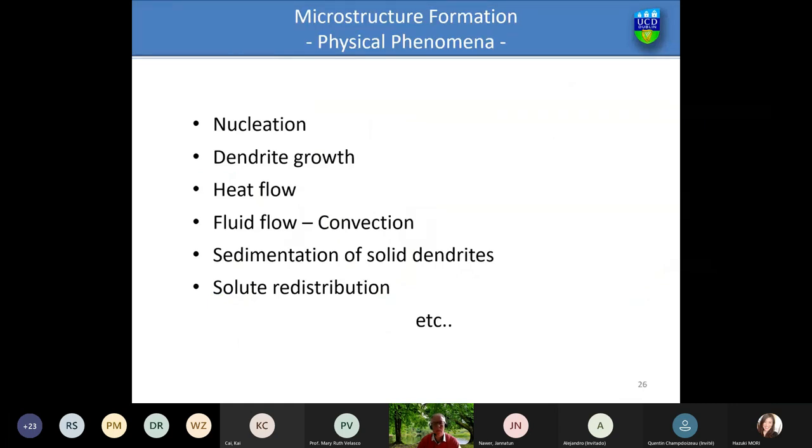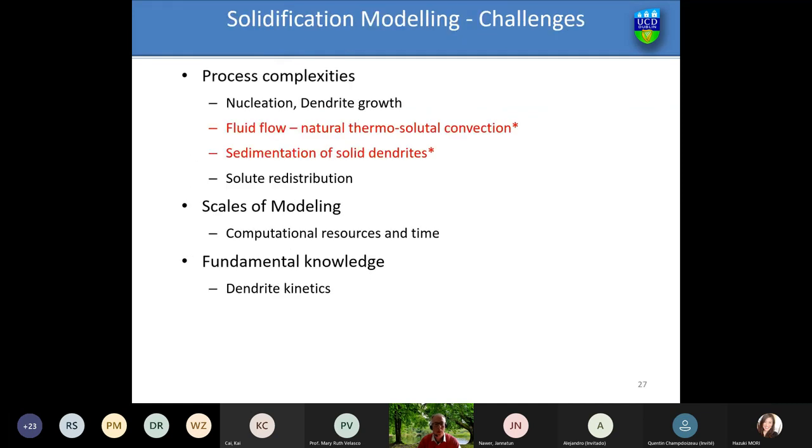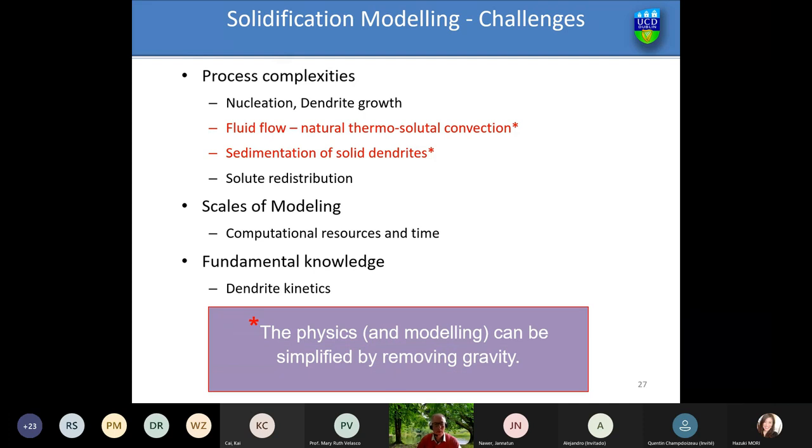Physical phenomena which are encountered in microstructure formation from the liquid include nucleation, or the initiation of solid, the growth of solid, the flow of heat and mass, sedimentation or flotation of dendrites, solute redistribution in the liquid, etc. So if we're modeling, then there are various complexities which have to be taken into account. And I've highlighted a couple of these here in red. They are fluid flow due to natural convection and motion of unconstrained solid dendrites, either in the flow or due to buoyancy forces. So it turns out that the physics and also the modeling can be simplified by removing gravity. So the physics and the modeling are simplified, but unfortunately the experiments become more complicated.